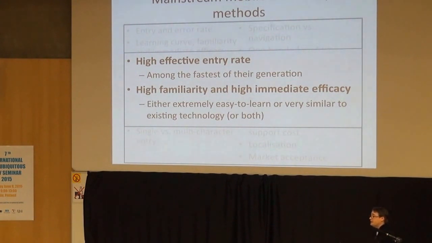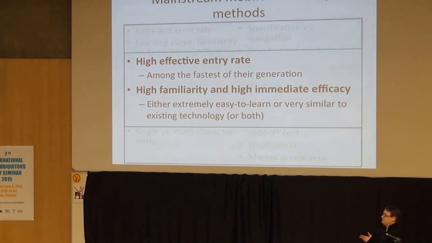Number 1, they have a high effective entry rate, right? So they're fast at an acceptable low error rate, because obviously entry rates and error rates are tightly interlinked. What that means is they're among the fastest of their generation. And the second trait, which I think is more interesting, is they also exhibit very high familiarity for users, which translates into immediate efficacy, which means within the first minute of use, people already know how to use it, and they're already efficient at using this text entry method.